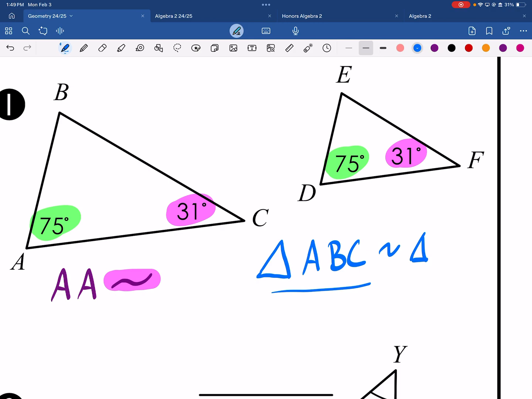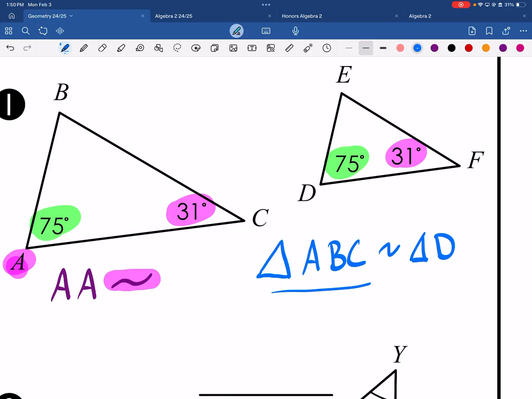Okay? So in the first one, I put A first. A is right here. I have to match it up with the angle that's congruent to it. So angle A matches up with angle D. Those two are congruent to each other. They have to go in the same spot.